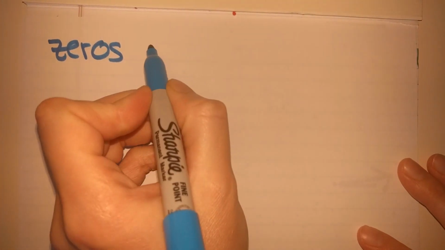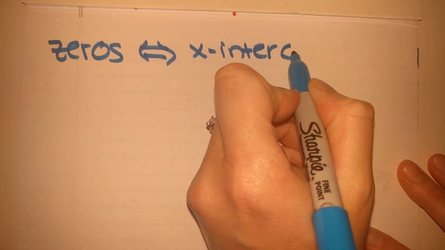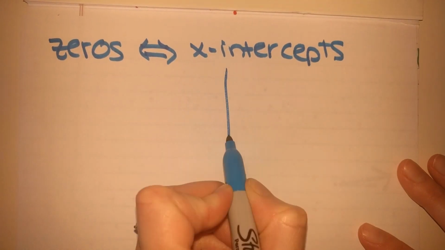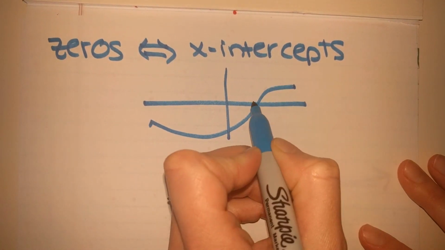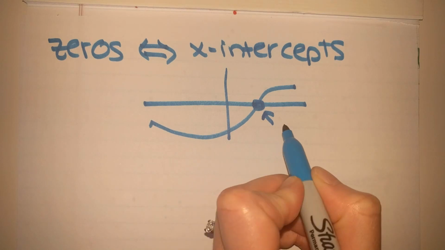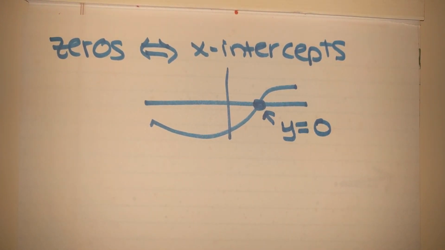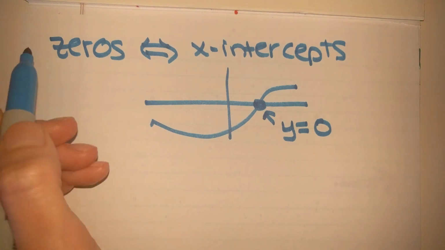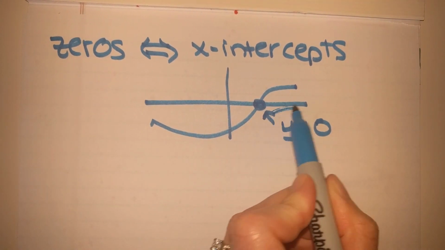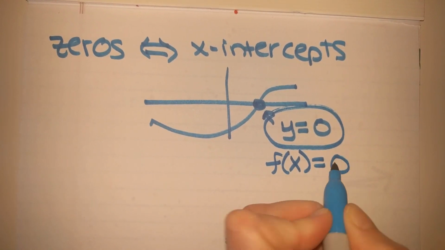Right, so if we want to find the zeros of a polynomial, that is the same thing as finding the x-intercepts for the polynomial or for the function. Remember that the x-intercepts are where we cross the x-axis, and when we are crossing the x-axis, our y is equal to 0. So finding the zeros of the function is really the same thing as figuring out where y is equal to 0 or where f of x is equal to 0.